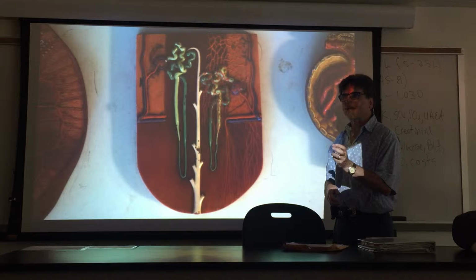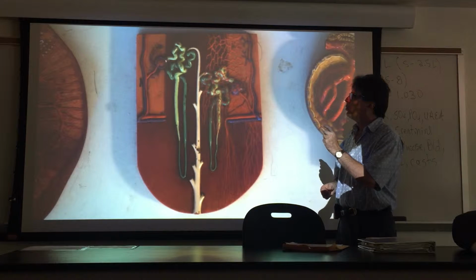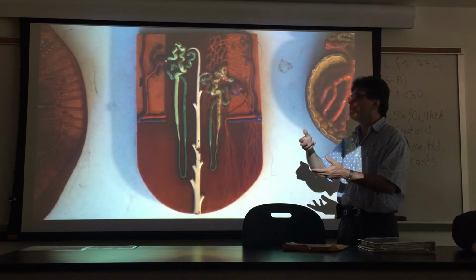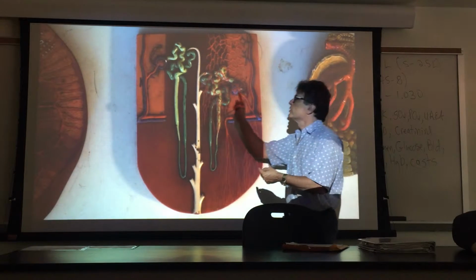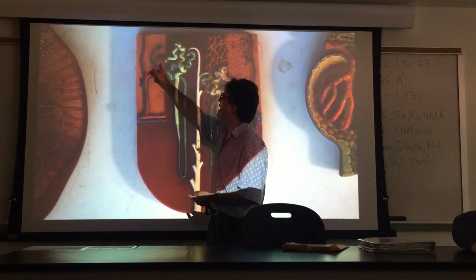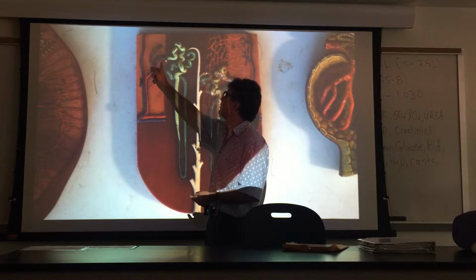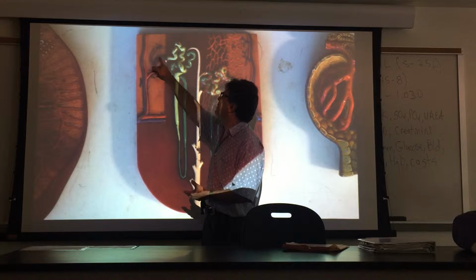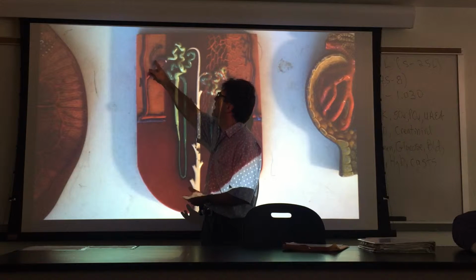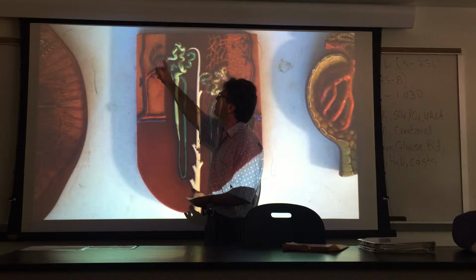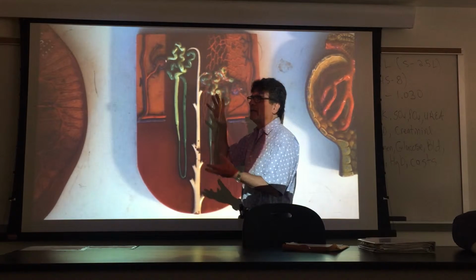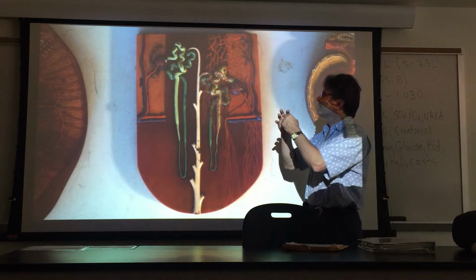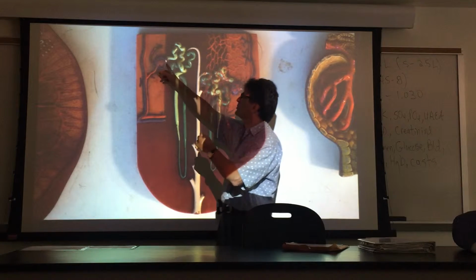But that hydrostatic pressure, just like increasing the knob on a hose, would cause more of the plasma to come out of the capillary and go into this corpuscle where it's caught by Bowman's capsule. This purple thing here is Bowman's capsule. It's like a catcher's mitt for any filtrate that comes out of the glomerulus.